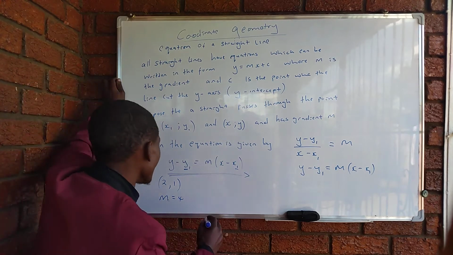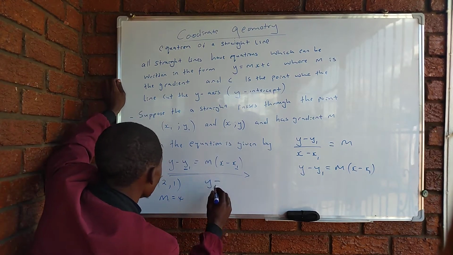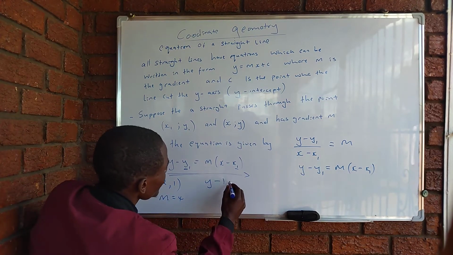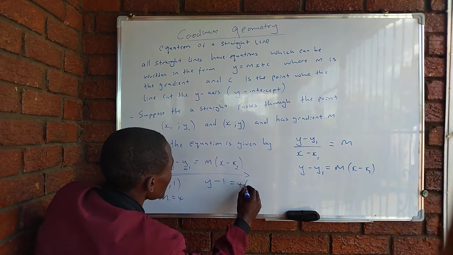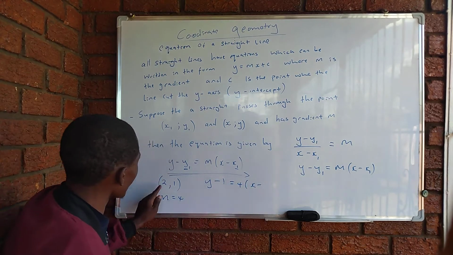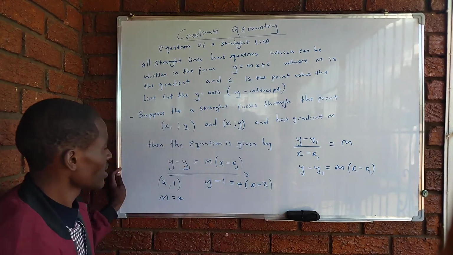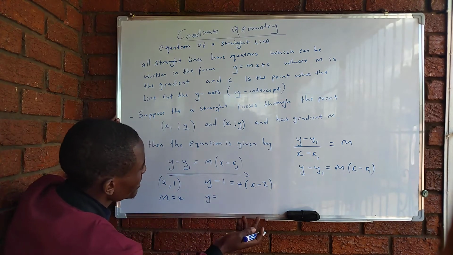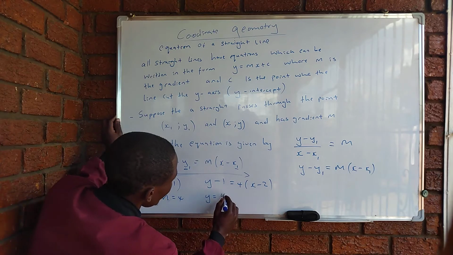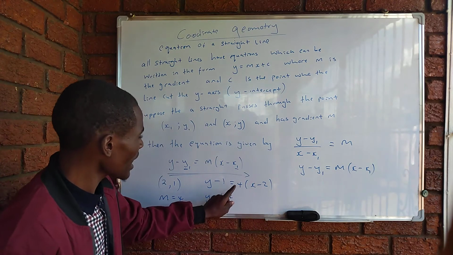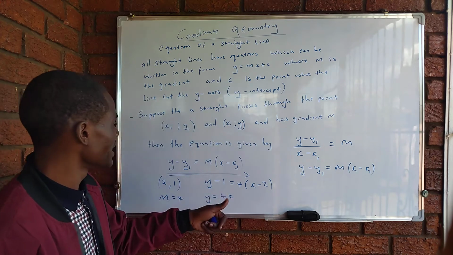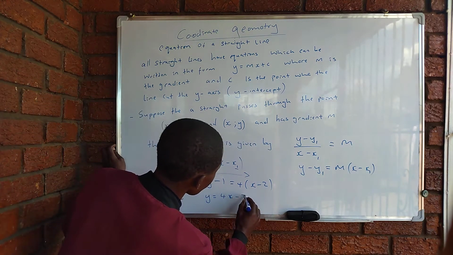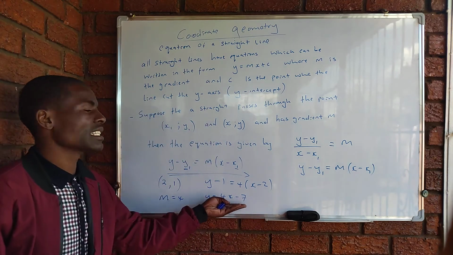Saka equation redu rinenge riri y minus this point ndio ina x1 na y1. Saka y1 ndi 1, so y minus 1 which is equal to gradient 4 open bracket x minus x1 ndi 2. Right? So now y is equal to, panapa kwa expand inobva 4x minus, saka which is 4x panapa. Then we multiply panapa inobva minus 8. Minus 8 plus 1 inobva minus 7. Right? So this is the equation of a straight line.